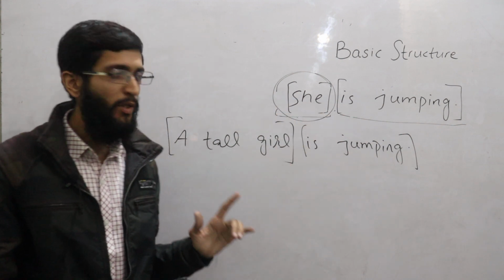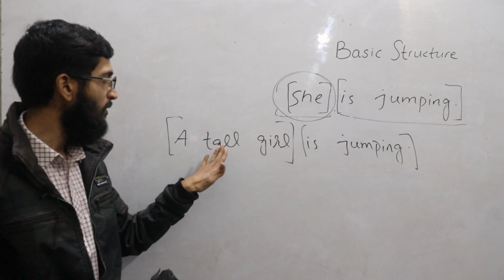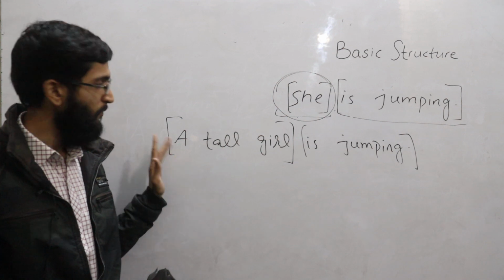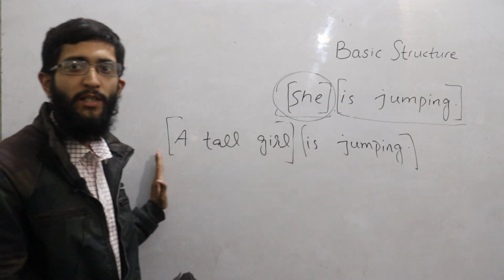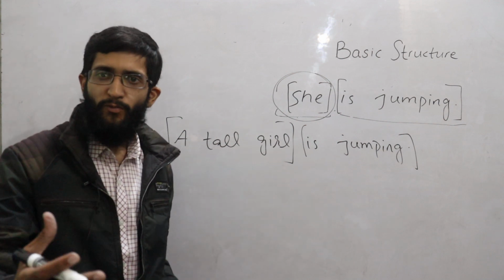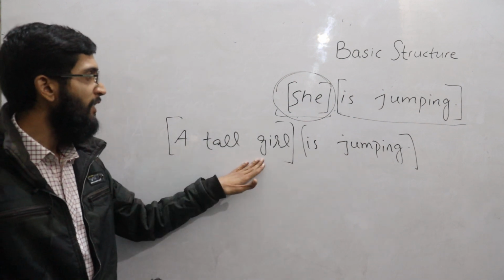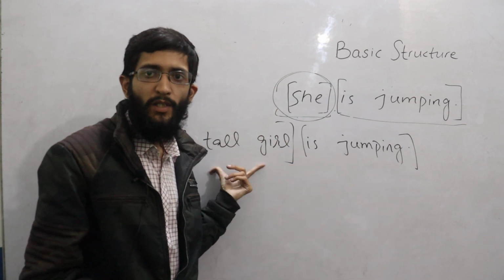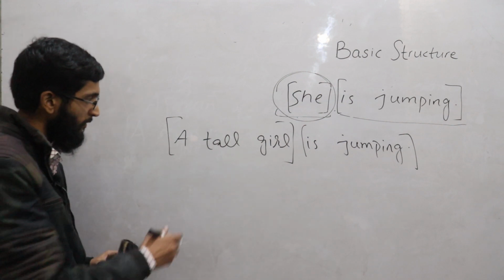So that means you have to understand that not only this word is a noun phrase. Rather, you have to consider it as a whole. This whole is a noun phrase. A phrase is a group of words that may or may not give some meaning. So here this phrase is a subject, like a tall girl is jumping. Let me extend this phrase, you might understand it in a better way.